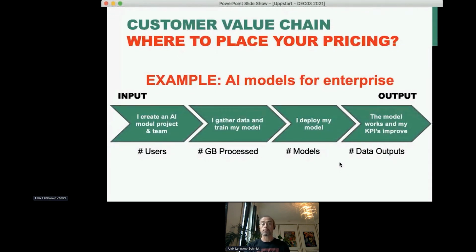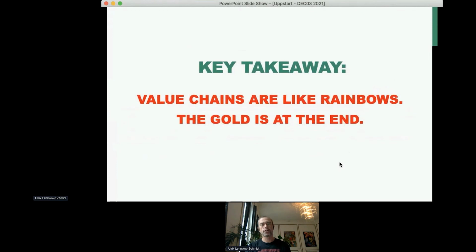If we price something at the beginning of the chain, the customer will feel as if we are increasing the cost of the value chain, right? Which is a hell of a different experience for the customer to be priced on. So I usually say value chains are like rainbows. The gold is at the end. So attach your pricing metric at the end of the customer's value chain. So that's the value chain position.